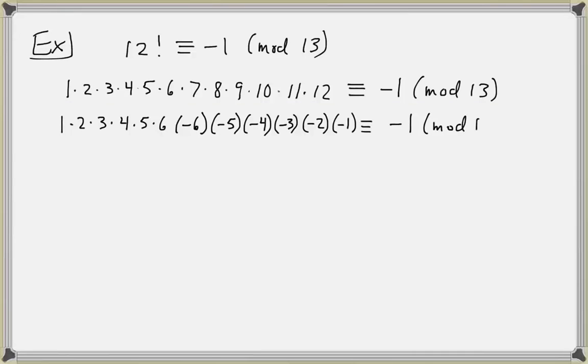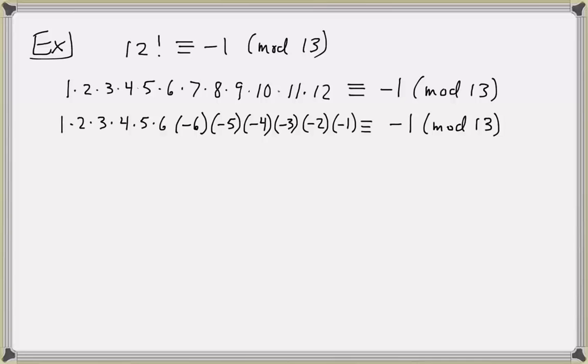The reason I'm doing this is because I can combine these two expressions. You see I have the factors 1, 2, 3, 4, 5, 6, which is 6 factorial. Then I also have another factor of 6, 5, 4, 3, 2, and 1. So it's another 6 factorial. And I can factor out all the minus signs.